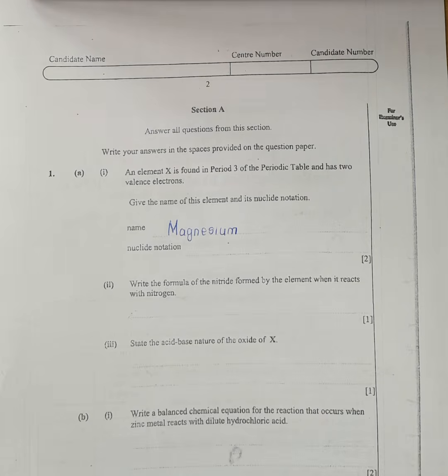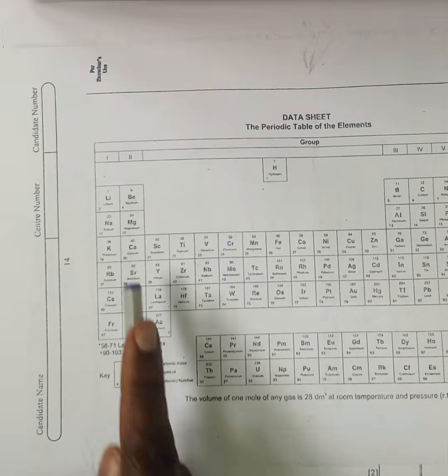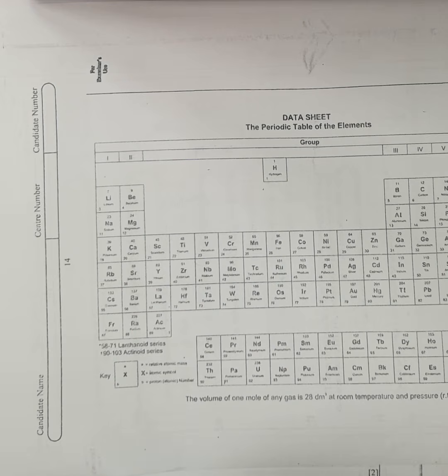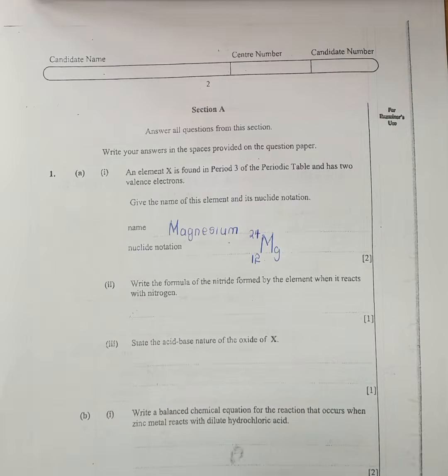So when we are presenting a nuclide notation, we are supposed to write the number of protons and also the atomic mass of the element. So we are going to take this information. Magnesium has 24 as its atomic mass, and then it has 12 as its proton number. That is what we are going to present on our nuclide notation. So this is how we present our nuclide notation.